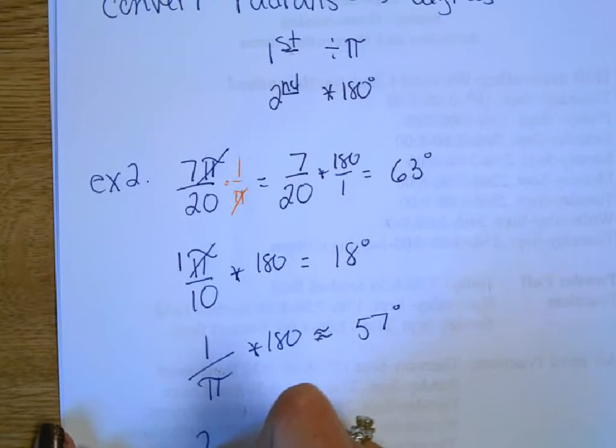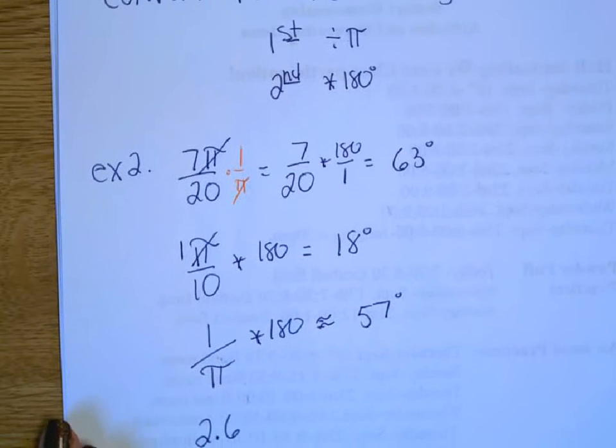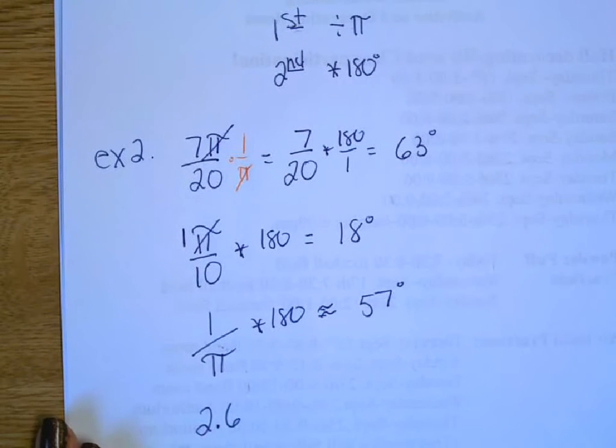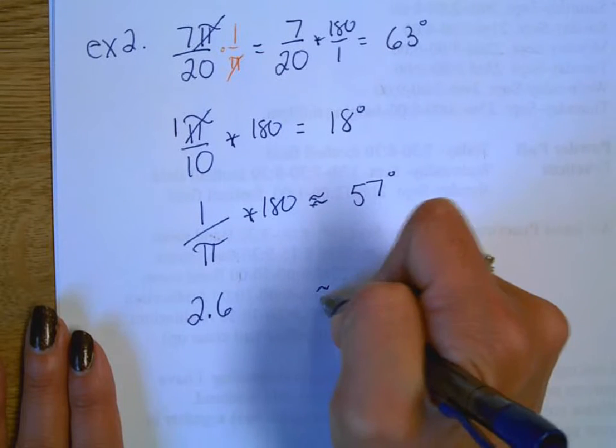And we'll do one more. 2.6 radians is about how many degrees?